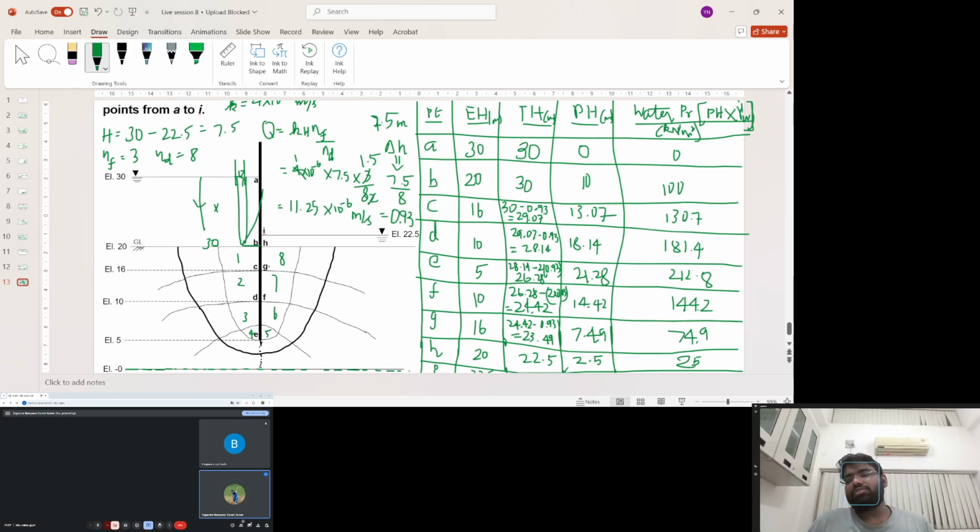You cannot just keep your piezometer here and expect it to rise to here. In that case, the pressure heads would not be correct, and both C and G would be affected, so it should not be done like that. The flow occurs here, and during that flow, we calculate the pressure heads at these points. Okay, any doubts?